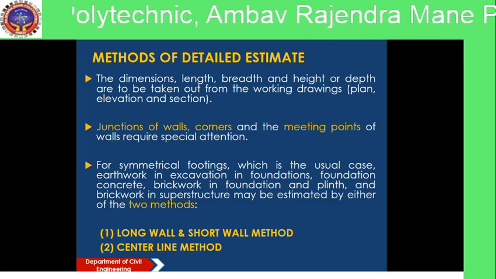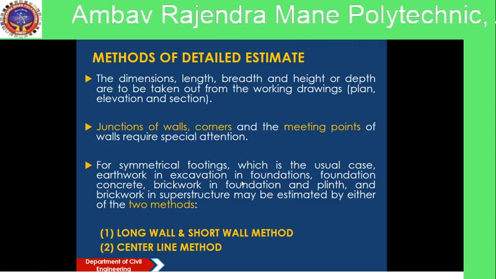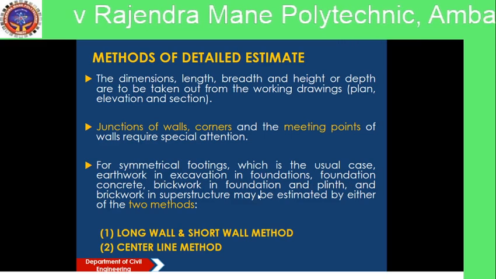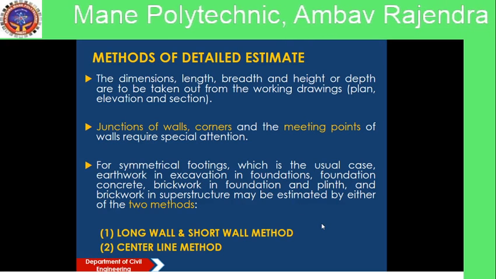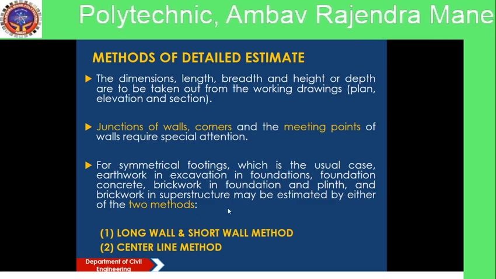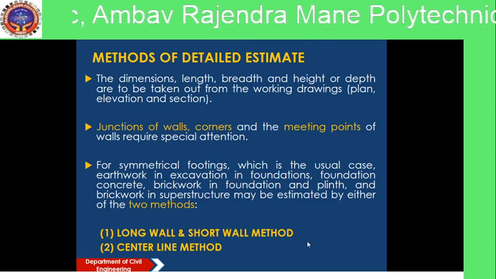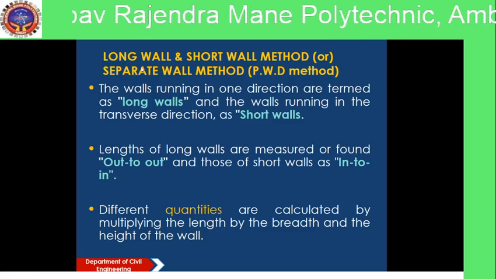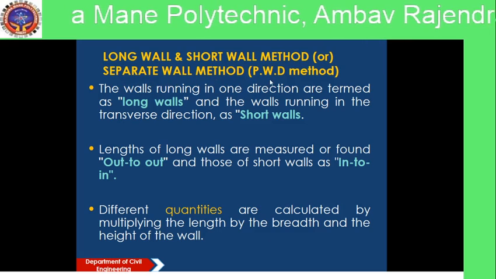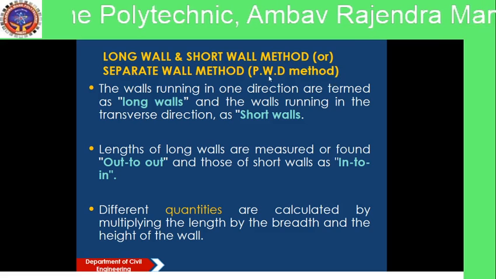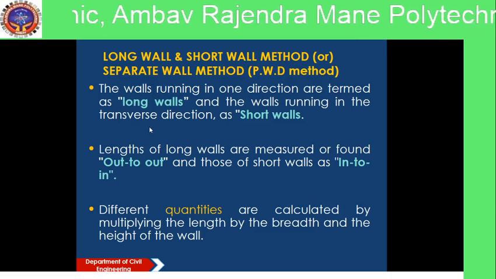For symmetrical footings, which is the usual case, earthwork in excavation in foundation, concrete in foundation, brickwork in foundation, and plinth and brickwork in superstructure may be estimated by either of the two methods, that is long wall and short wall method and centerline method. So long wall and short wall method is also called as separate wall method, or it is also called as PWD method, public work department method of taking out the quantities of different items.